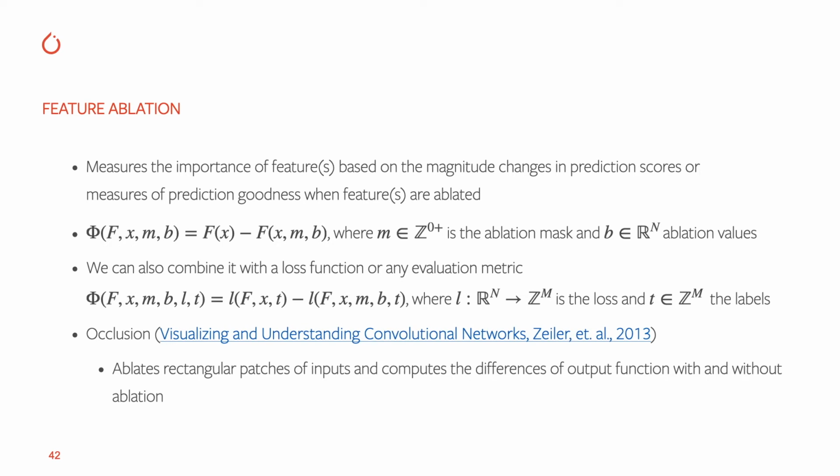Occlusion is another feature perturbation technique that is built on top of feature ablation. It ablates rectangular patches of inputs using a sliding window and estimates the importance scores as differences between the model function output without and with ablation. This method is very popular in the CV community for images, but it can also be used for other applications.